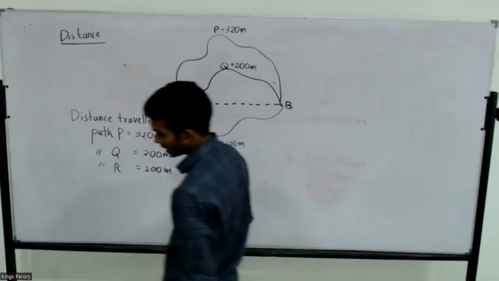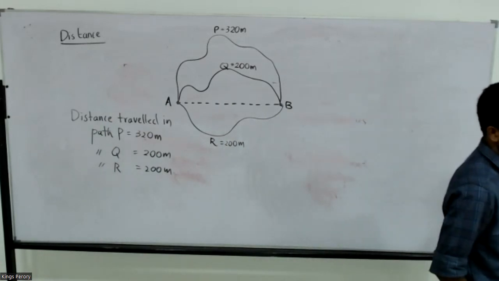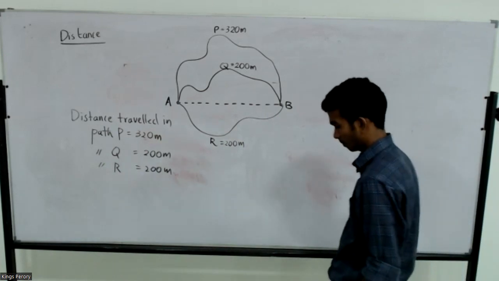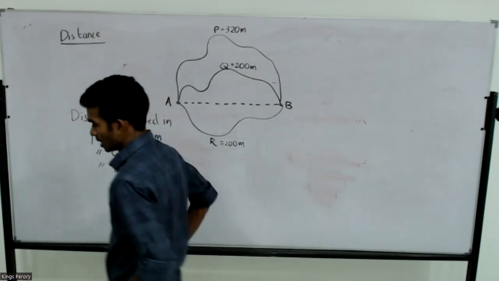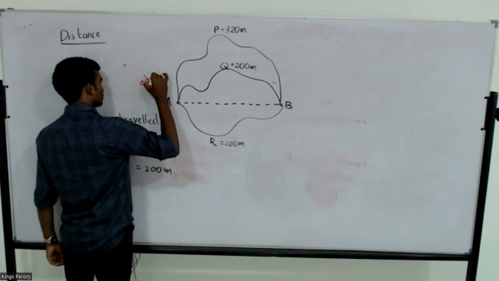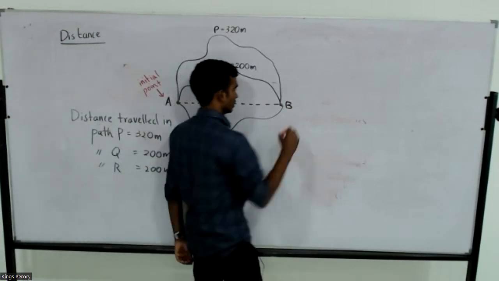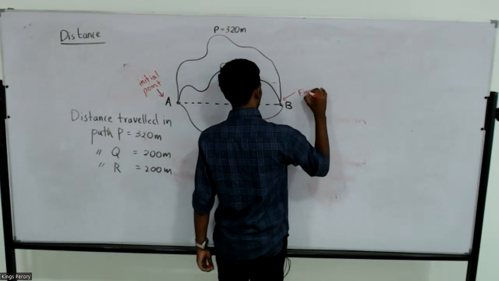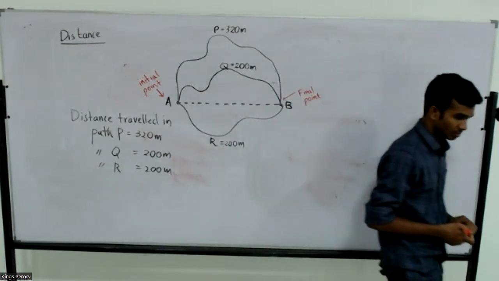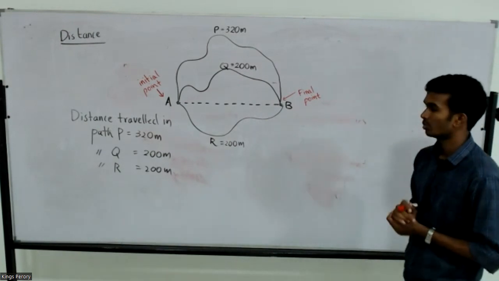Finish? Under that, let's write down. Distance is the length between initial point and final point.